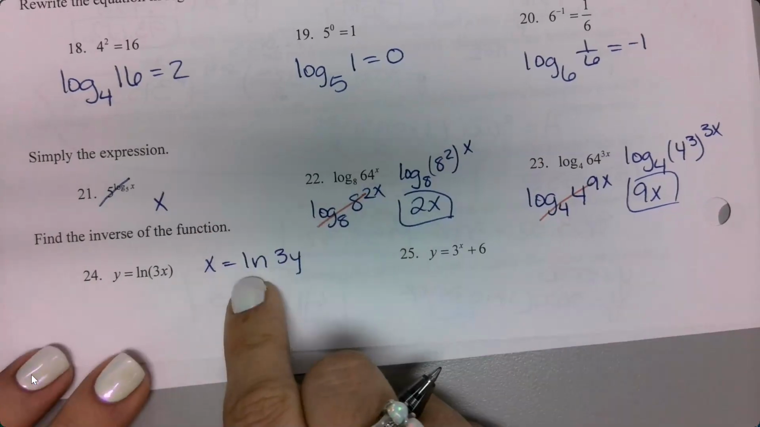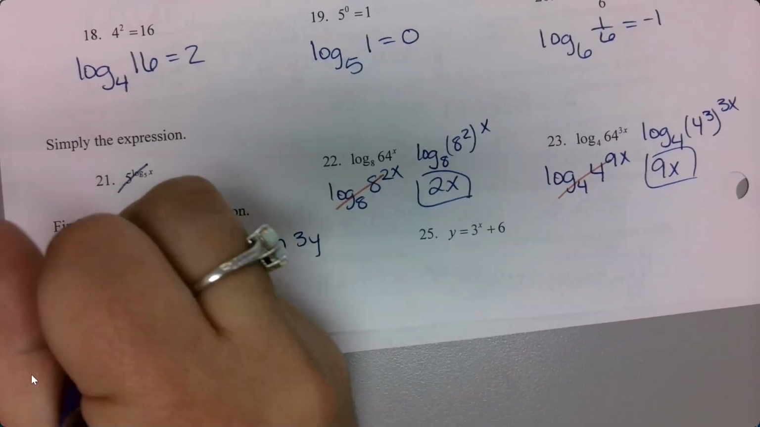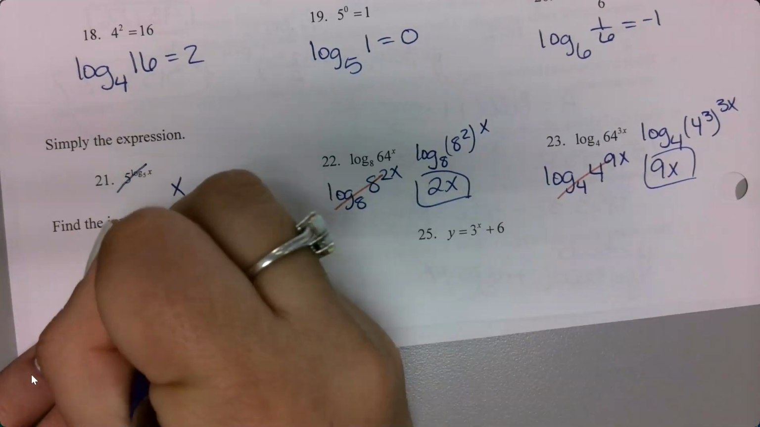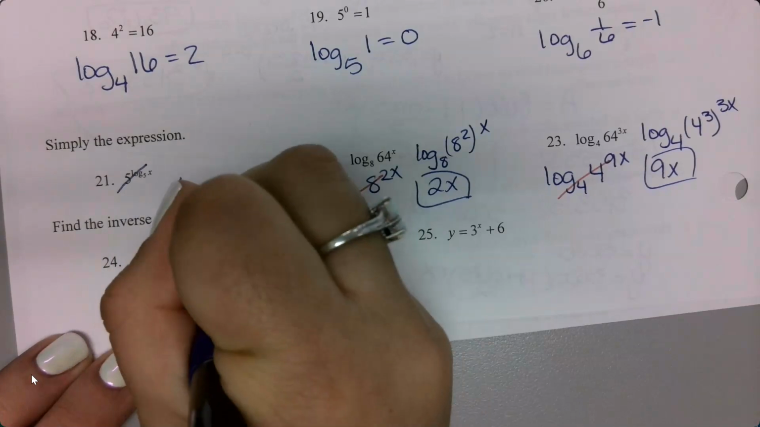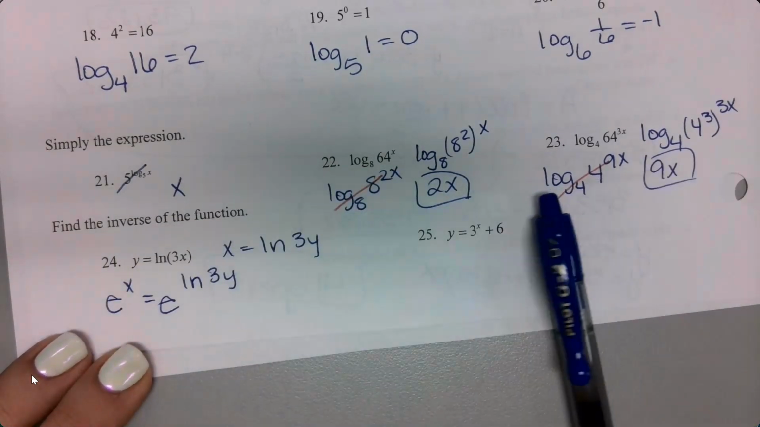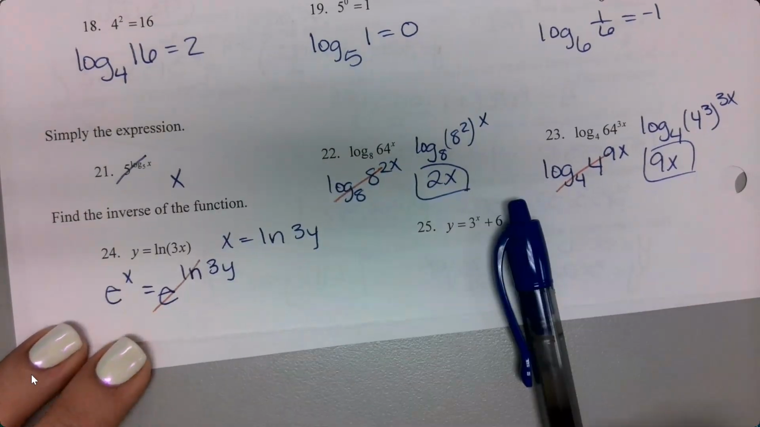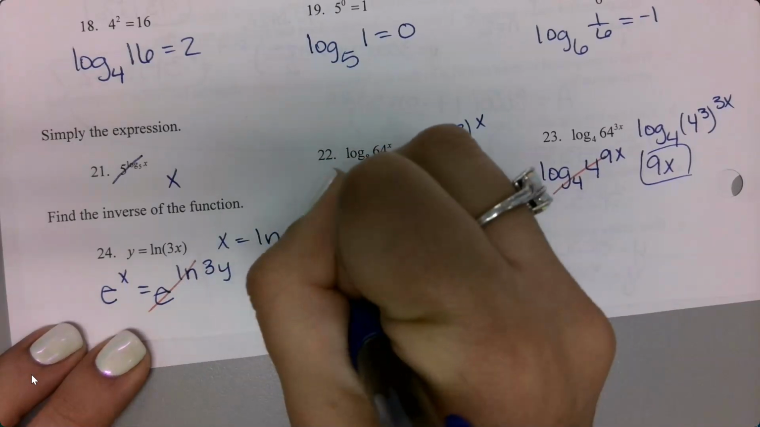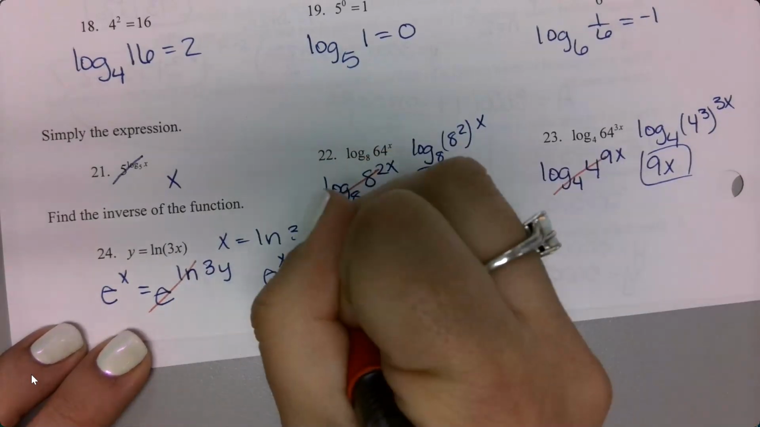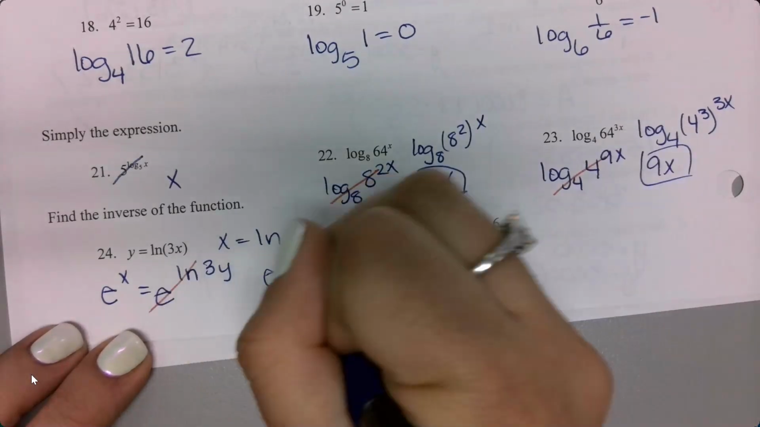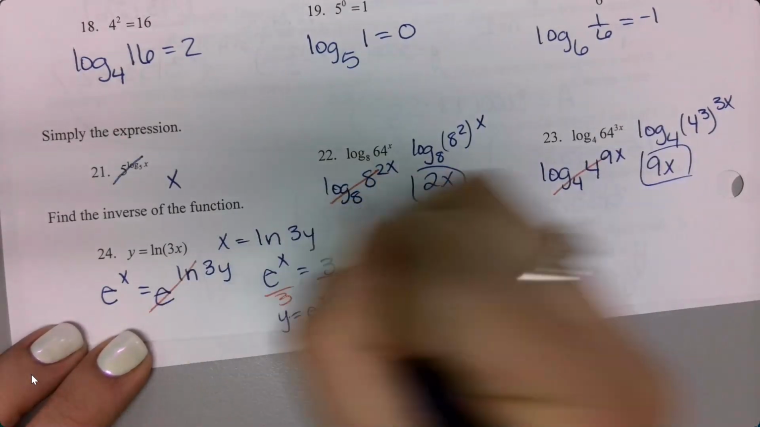Then this one is ln, so that means I want to use e as my base. So I write e to the x, and then e to the ln 3y. So these two become my exponents. On my left side, e and ln are inverse operations, so they cancel out. So I have e to the x equals 3y. I want to get y alone, so I divide both sides by 3. And I get y equals e to the x divided by 3.